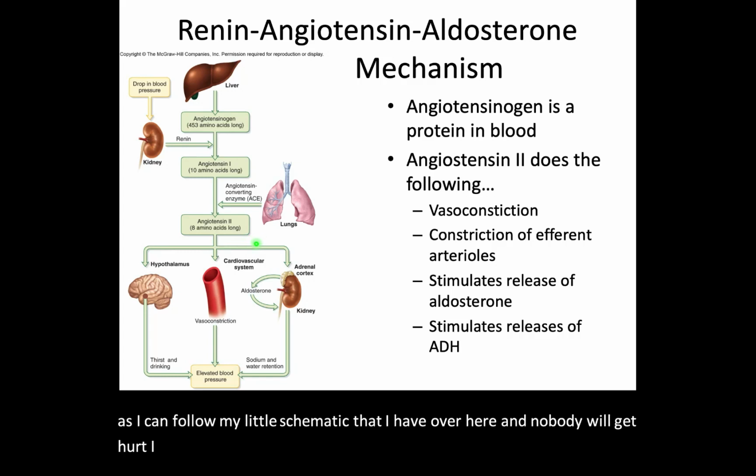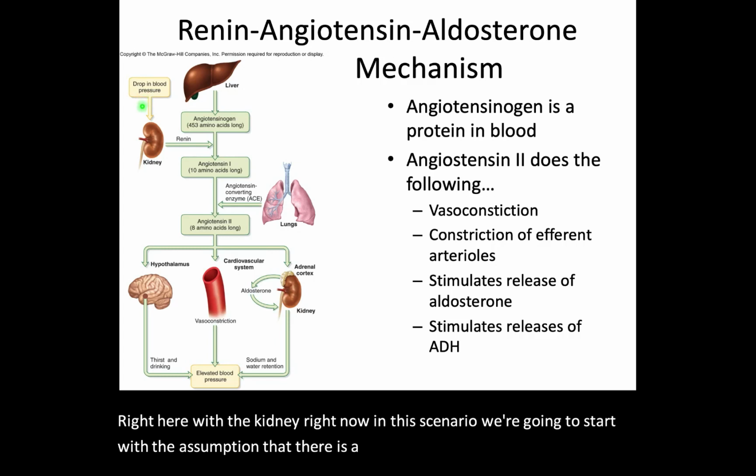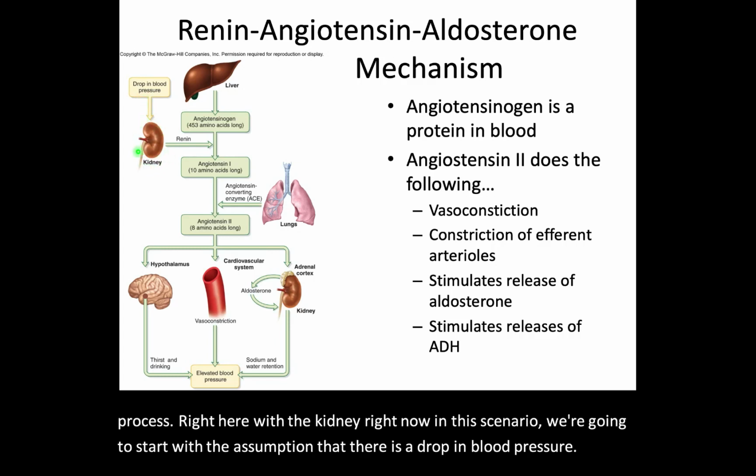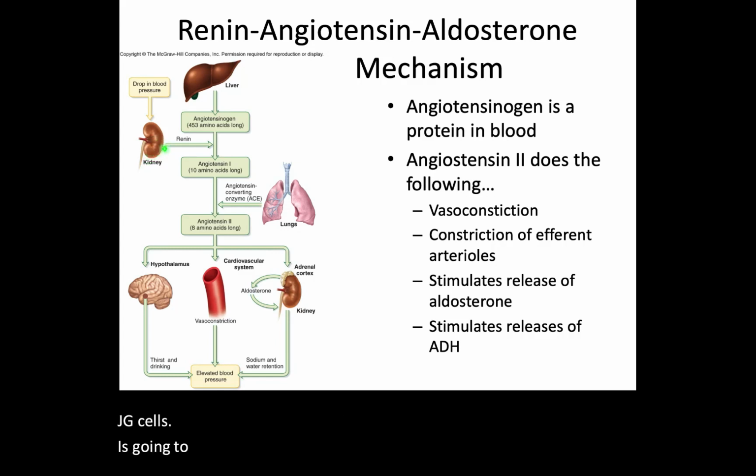And so what ends up happening here is we start the process right here with the kidney. All right, now in this scenario, we're going to start with the assumption that there is a drop in blood pressure. All right, so blood pressure is detected as dropping in those JG cells, and the JG cells are going to go ahead and secrete renin. All right. Renin is then going to mix, if you would, with an enzyme that is being secreted from the liver.